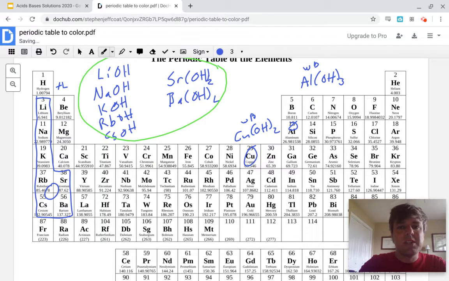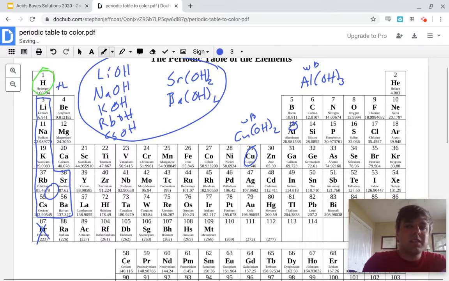Now, you might be wondering why I'm leaving out francium. Well, francium is radioactive with a half life measured in a fraction of a second, so we're just going to ignore francium. I assume that francium hydroxide would be a strong base, but you're never going to encounter it. And then hydrogen up here, very special case.